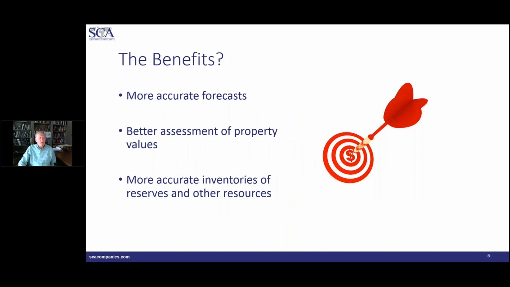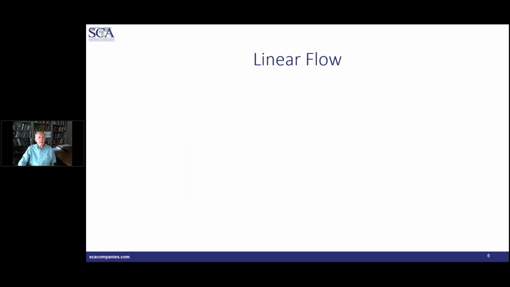The benefits of doing this: more accurate forecasts, better assessments of property values, more accurate inventories of reserves and other resources. So let's begin to look at our flow regime, starting with one which is almost always present in horizontal wells with multiple stages of hydraulic fractures. This is the dominant way that we're now drilling and completing in our resource plays.